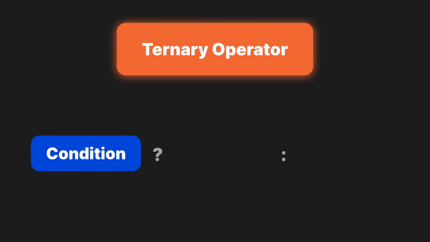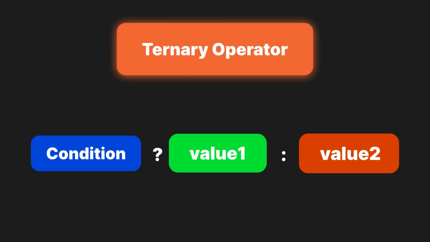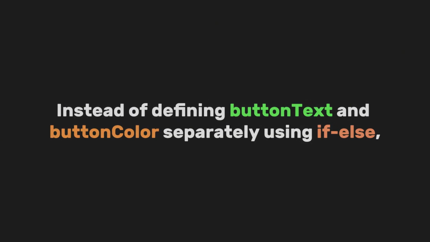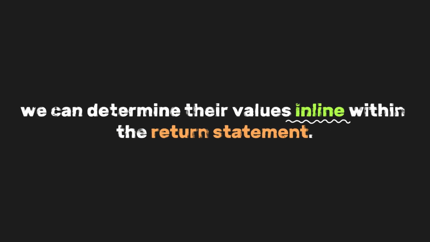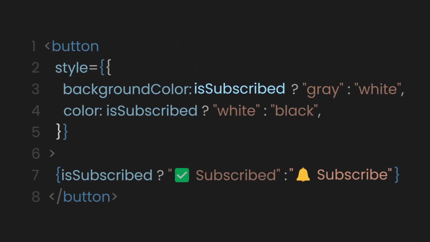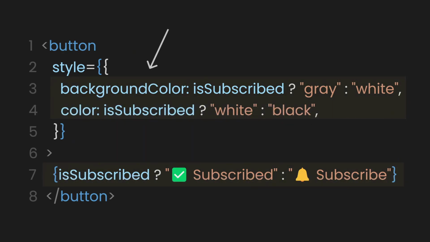The ternary operator is a shorthand way to write an if-else statement in JavaScript. It allows us to evaluate a condition and return one of two values based on whether the condition is true or false. Instead of defining button text and button color separately using if-else, we can determine their values inline within the return statement. In the original code, we used an if-else statement like this. But with the ternary operator, we can remove these extra lines and define button text and button color directly inside the return statement. Now, the button's text and color are determined in just one line each, making the code much cleaner and easier to read.